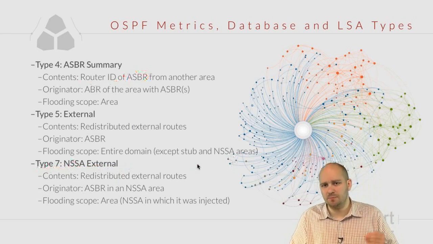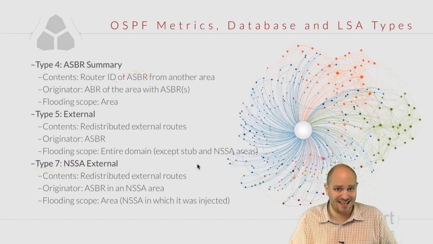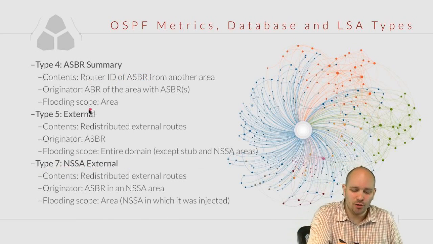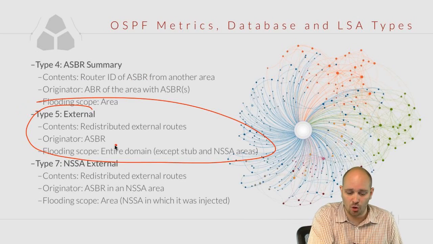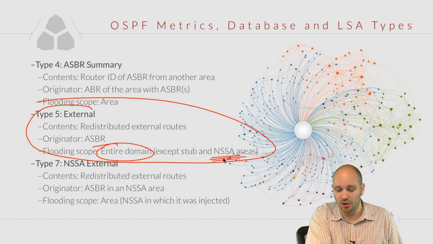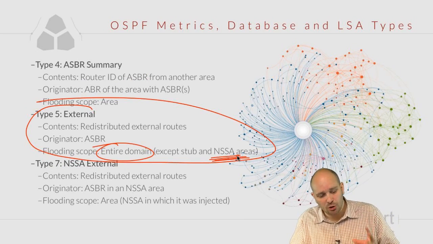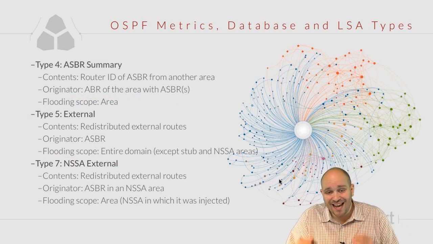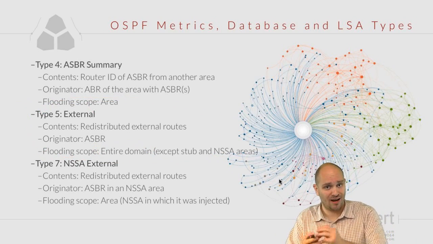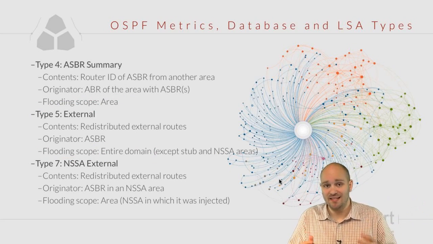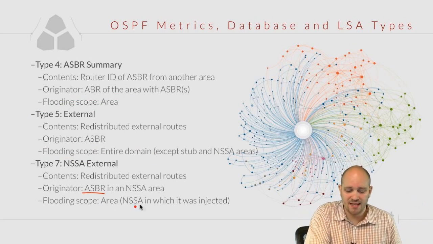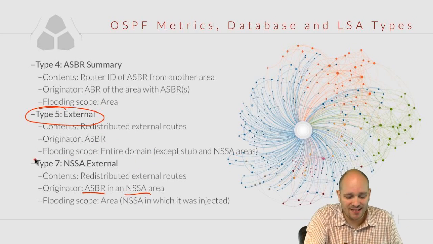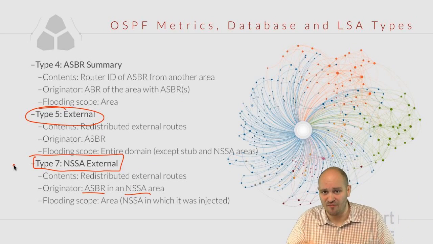Type 7 LSA is specific to the not-so-stubby, the NSSA areas, which do not, generally speaking, support external routes. They do not allow type 5 routes, even though the flooding scope is the entire domain, except the NSSA areas. So they do not allow type 5 routes to enter the NSSA area, but they can inject external routes themselves into the rest of the OSPF domain. That means that there can be an ASBR in the NSSA area, but because the NSSA area does not support type 5 routes, these routes will be injected as type 7 routes.